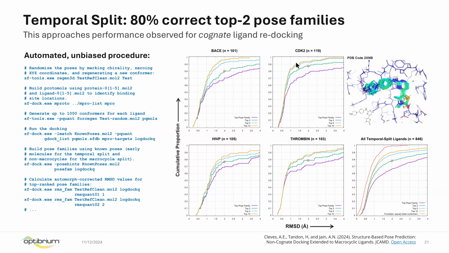All right, so here you see for CDK2, we're close to 90% on top 2. For base, it's 80%, and it hovers between sort of 75 and 85, 90% across most of the targets. If we look at the full set of data, all 846 ligands, we end up at about 78% correct with the top 2 families and close to 70% with the top scoring pose family.